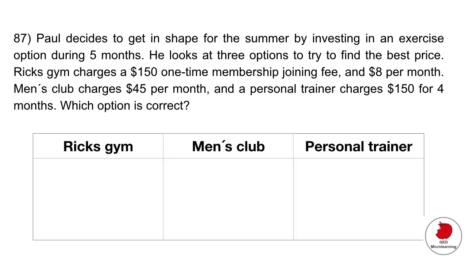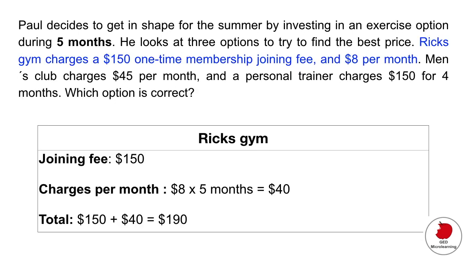So let's talk about Rick's Gym first. In the case of Rick's Gym, they tell us that the joining fee is $150. It's a one-time membership fee, joining fee. And then it's $8 per month, right? And they tell us in the question that he's going to be investing in this for 5 months. So all you have to do is multiply $8 times 5. That gives you $40 in total for those 5 months. And then you would add the joining fee. Okay, so Rick's Gym is $190.